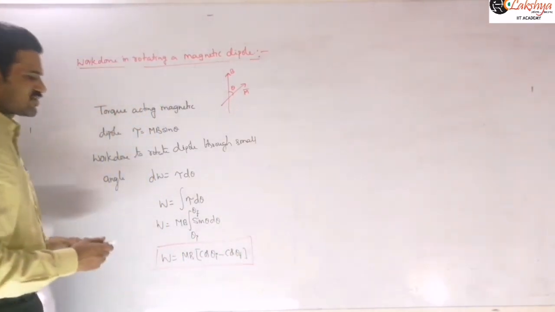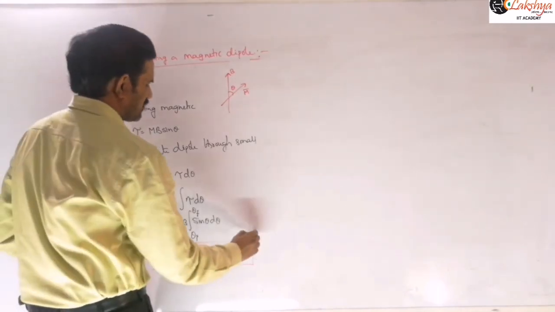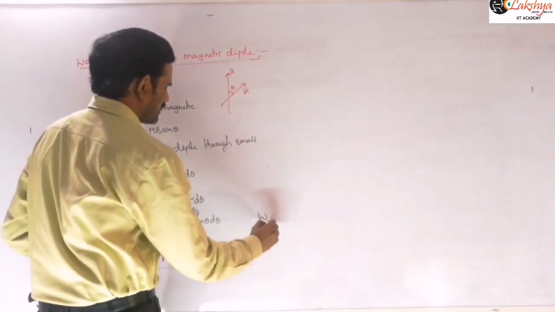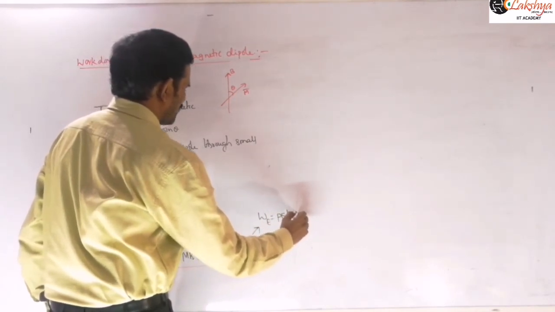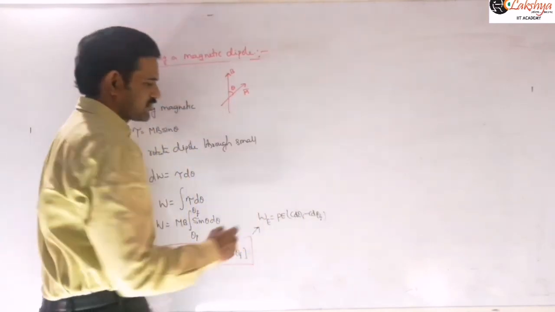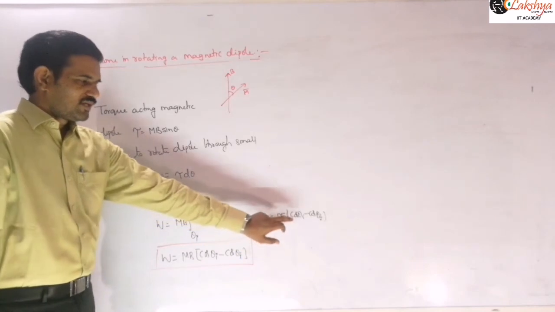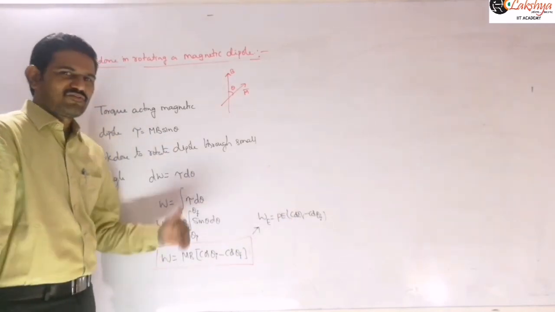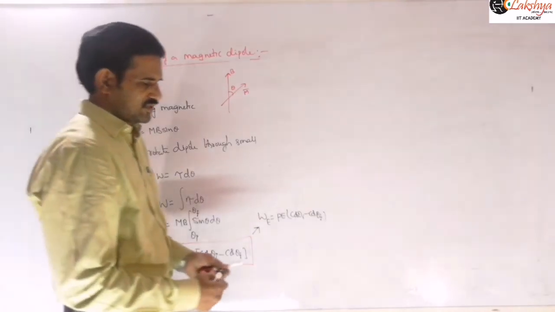In electrostatics we got a similar expression for the work done on a dipole in an electric field: P E times cos theta initial minus cos theta final, where P is the electric dipole moment and here M is the magnetic dipole moment, E is the electric field and B is the magnetic field. Such a similar expression we discussed already in electrostatics, right?